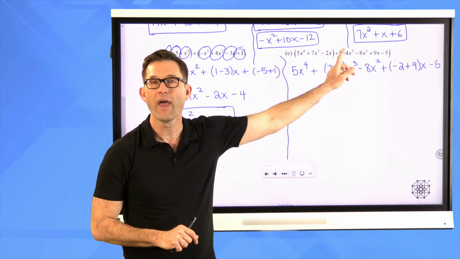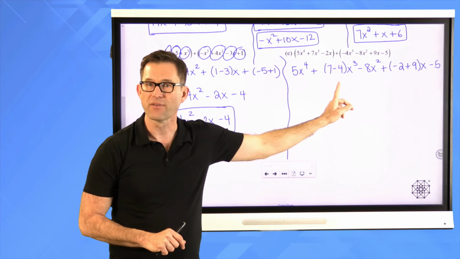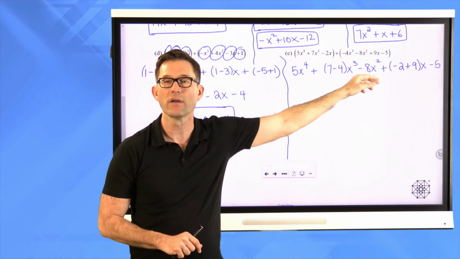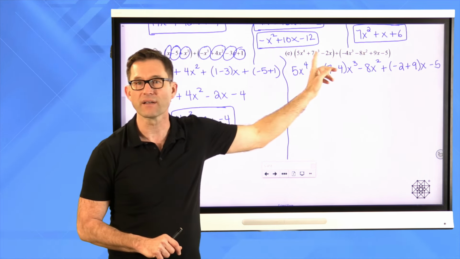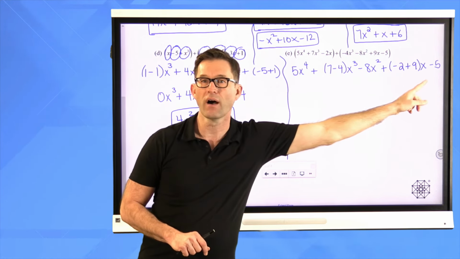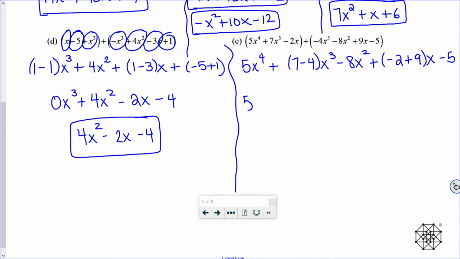There is no x to the fourth in this term, so we have 5x to the fourth. 7 minus 4 times x cubed minus 8x squared. There's only a negative 8x squared here. Then negative 2 plus 9 times x, right? They got the negative 2, the positive 9, and then that minus 5 is the only constant term in either one of them. So at the end of the day, we've got 5x to the fourth plus 3x to the third minus 8x squared plus 7x minus 5. Whew.